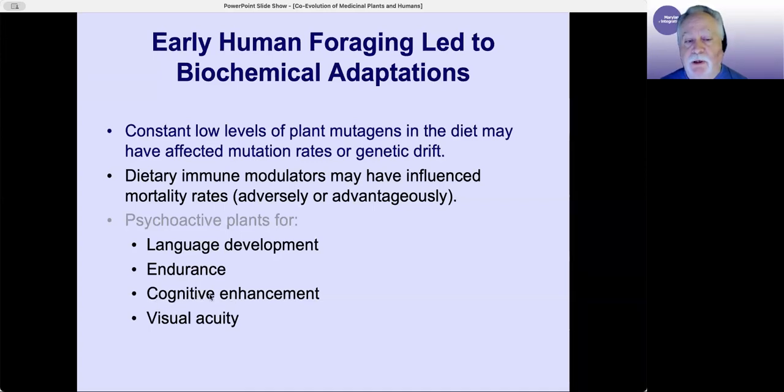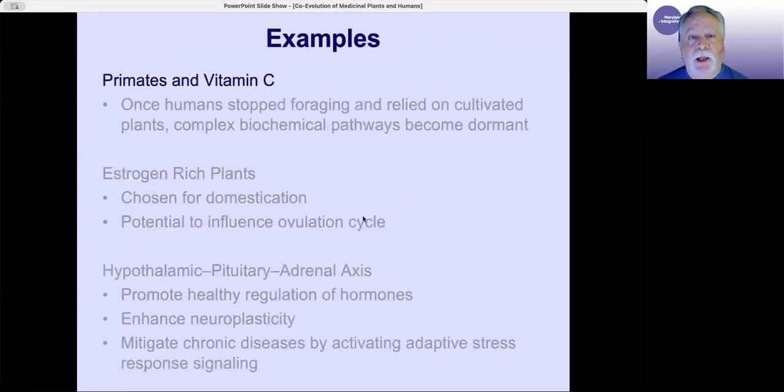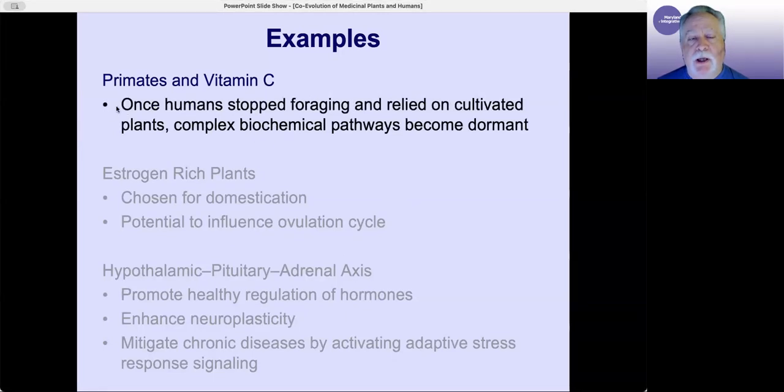Plants that involved enhancing our cognitive function or visual acuity, being able to see at distance during a hunt. So examples of this, in primates, they can actually make their own vitamin C. But once humans had stopped foraging on vitamin C-rich plants and relied on cultivated plants, the complex biochemical pathway to make vitamin C became dormant. And so that's where we have to seek vitamin C from external sources.